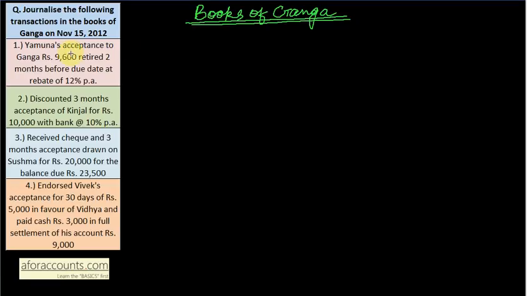Okay. Yamuna's acceptance to Ganga, ₹9,600. Retired 2 months before due date at rebate of 12% per annum. Now, Yamuna's acceptance means in the first case, first find out who is the drawer and who is the drawee. Yamuna is accepting, so Yamuna is the drawee, and we means Ganga are writing the bill. So, Ganga is writing the bill and Yamuna is giving her acceptance. So, in the first case, Ganga is the drawer. Correct?